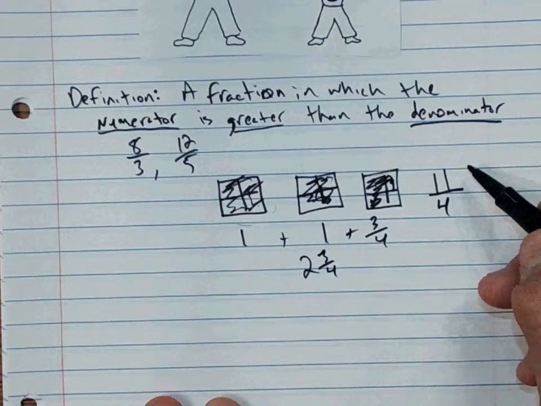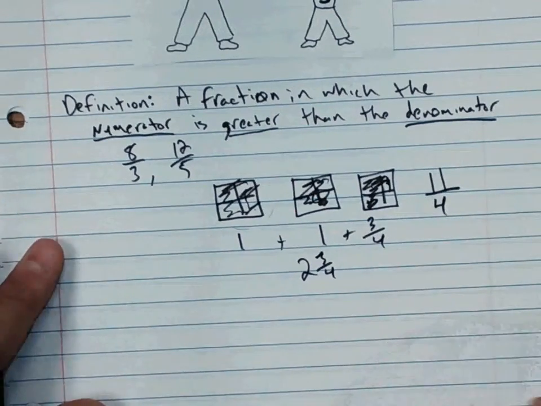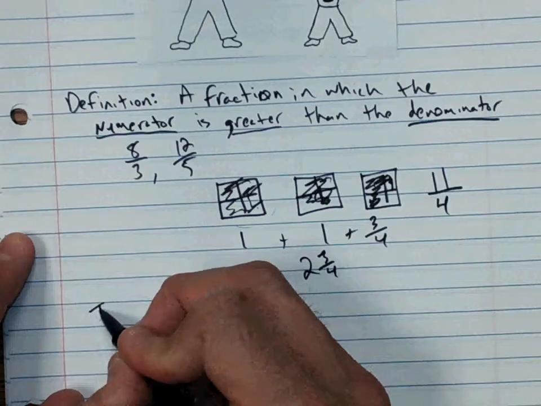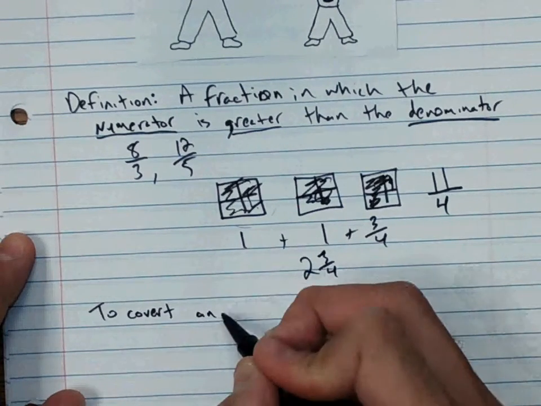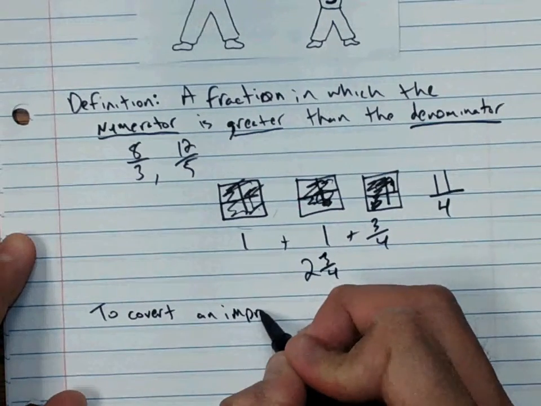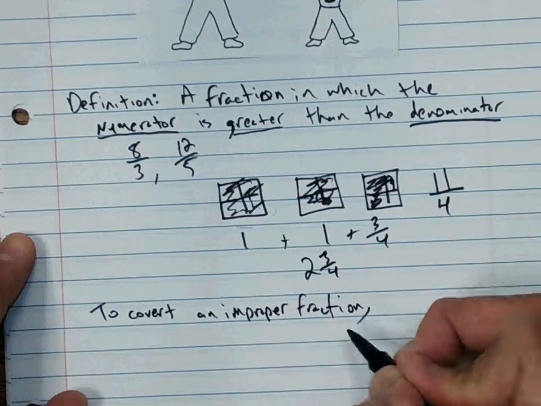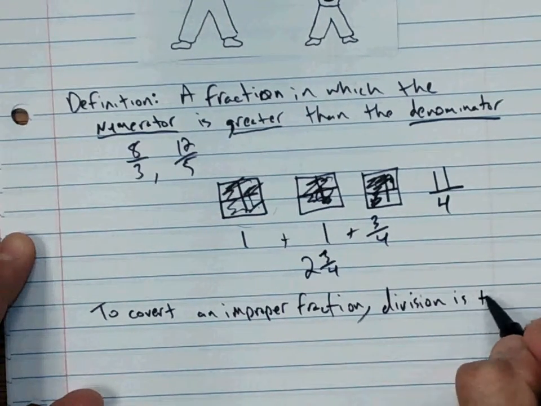So the easiest way to convert an improper fraction to a mixed number is, you just have to remember the rhyme. To convert an improper fraction, division is the action.